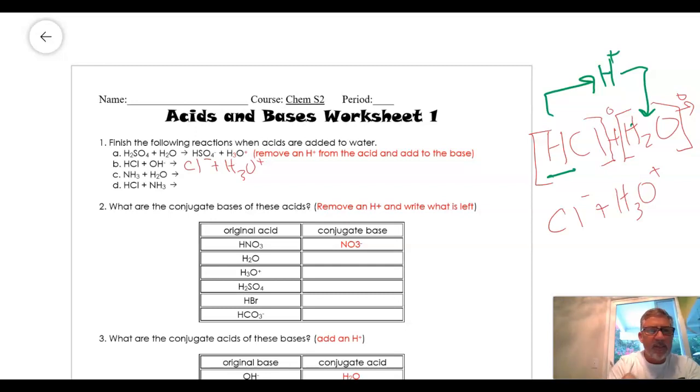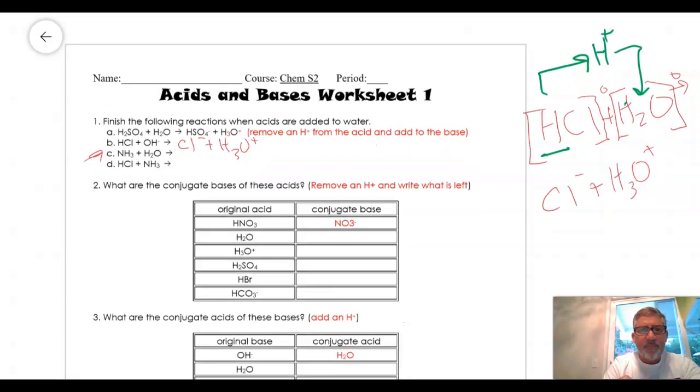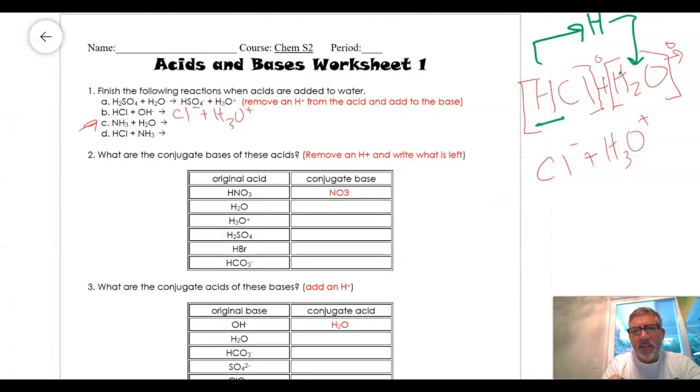If we look at C over here, so C doesn't lead with an H, so if I have NH3, it's hard to picture, but NH3 has an extra pair of electrons right here, okay? So it doesn't lead with an H, so it's not going to be an acid. It has an extra set of electrons, so it's going to be a Bronsted-Lowry base, so it can accept a proton. I have H2O here.